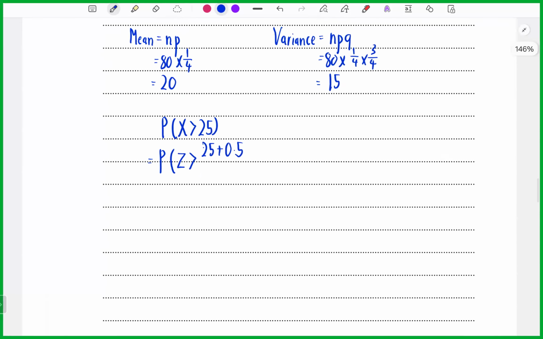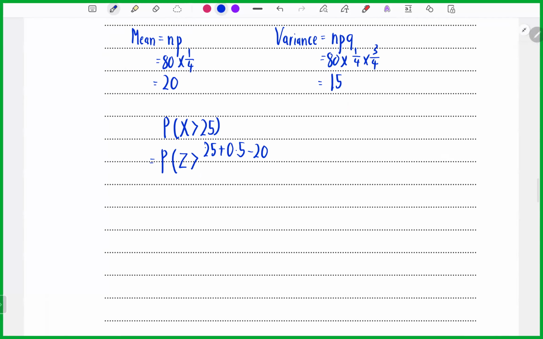Okay, let's see now. The mean is subtracted, minus 20, over the square root of 50. Let's find the values. Z more than... so you will get 1.42. Okay, so we can sketch the graph here. 1.42, more than.